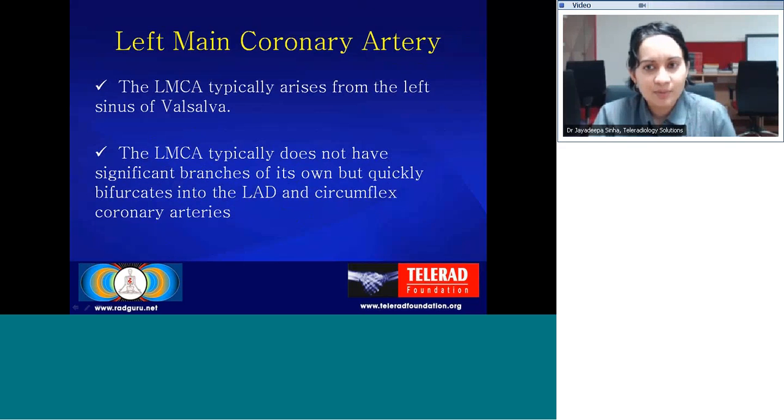Coming to the left main coronary artery, it typically arises from the left sinus of Valsalva. It typically does not have significant branches of its own and quickly bifurcates into the LAD and the circumflex coronary arteries.